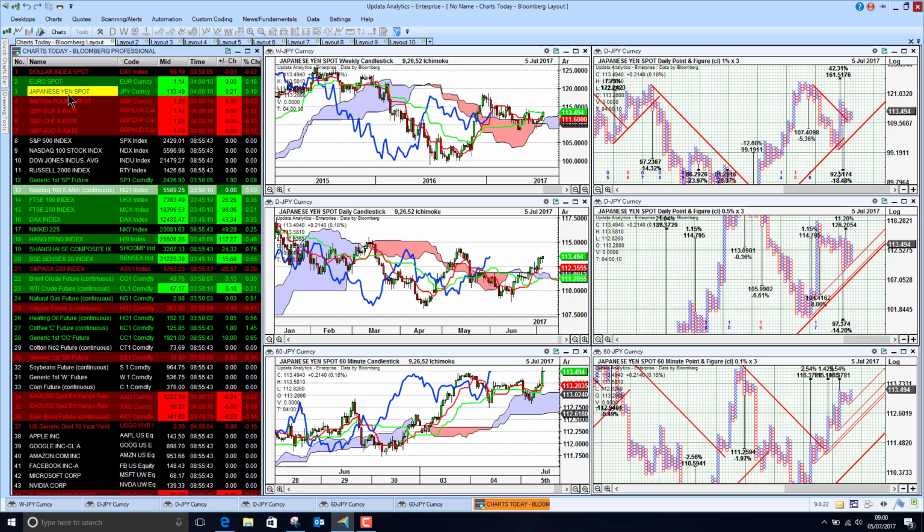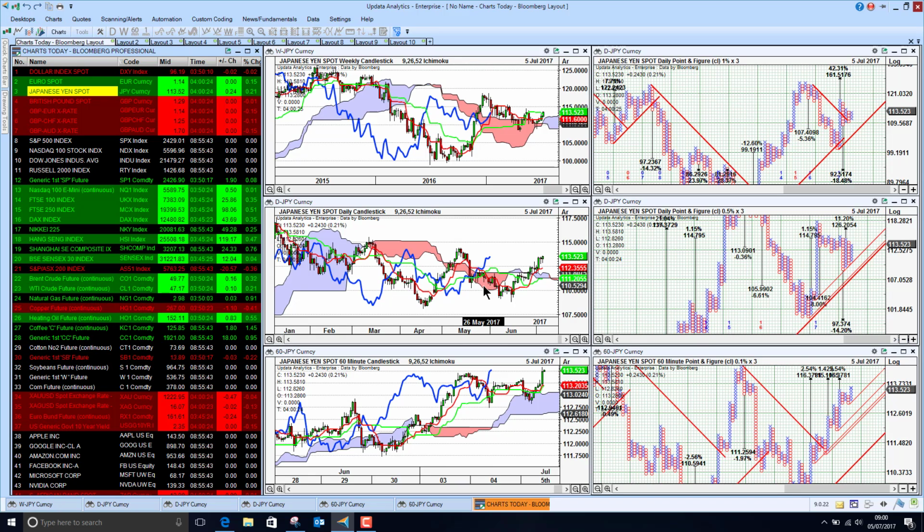Looking at the Japanese yen, we're seeing here dollar regaining its strength, and long term the dollar is making a transition against the yen. So the dollar yen chart is bullish now on all three time frames, so it is showing dollar strength here. So dollar is weak against the euro but strong against the yen.